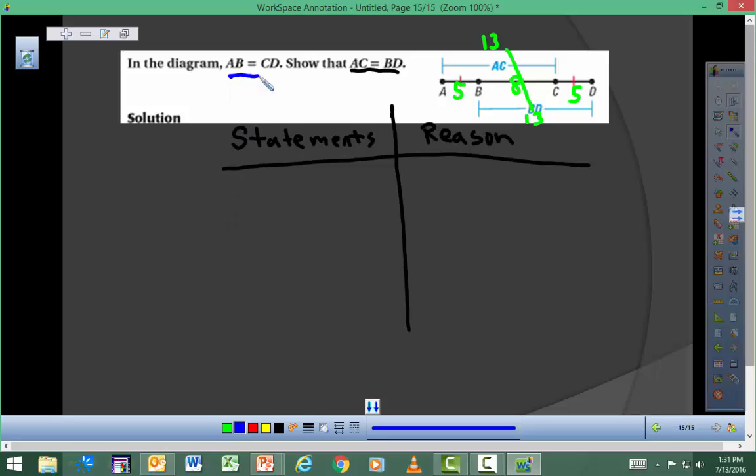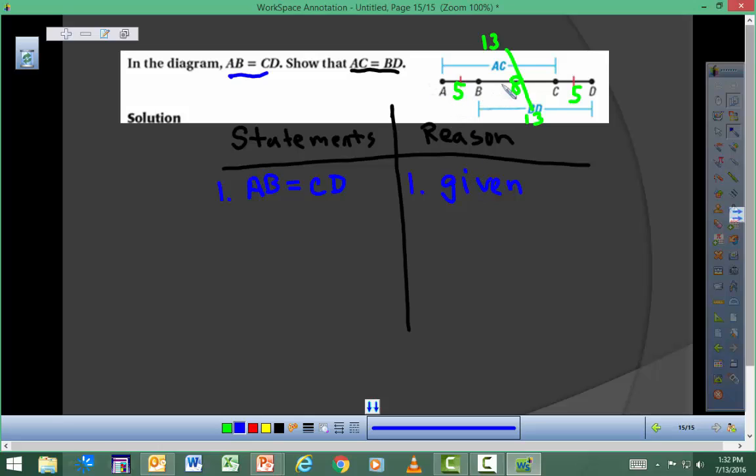Typically you start off with the given statement. Okay, so that's what we were given. We started off with that, and we want to end up over here. So my first step I can do is I could write down that statement, AB is equal to CD. And the reason for that was that it was given to me. Okay, so I'm going to write down given over here.